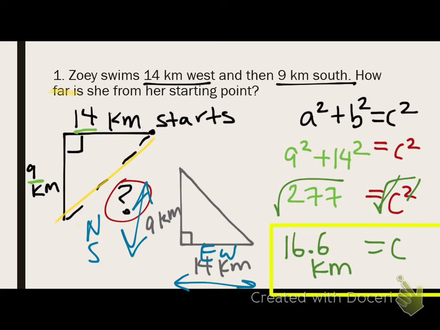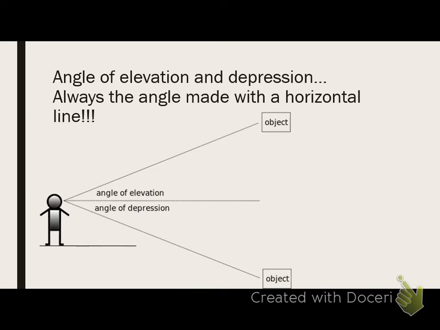Okay? Before we move on to the next question, I'm just going to remind you about angle of elevation and angle of depression. You have a picture of them. I want you to take a highlighter. We're going to highlight. The angle of depression and the angle of elevation will always have a horizontal line. So go ahead and highlight the horizontal line.